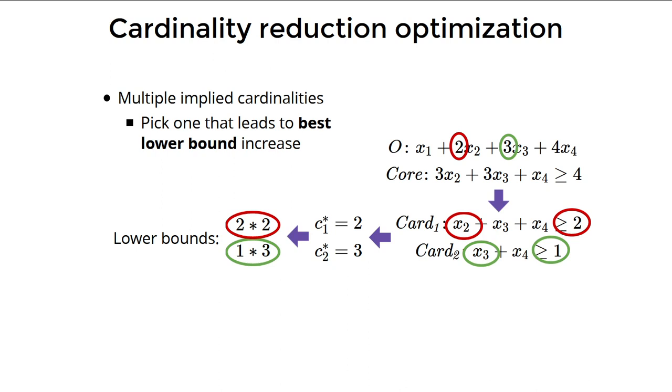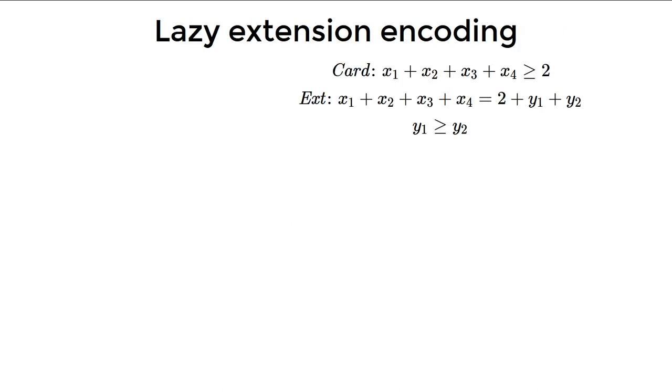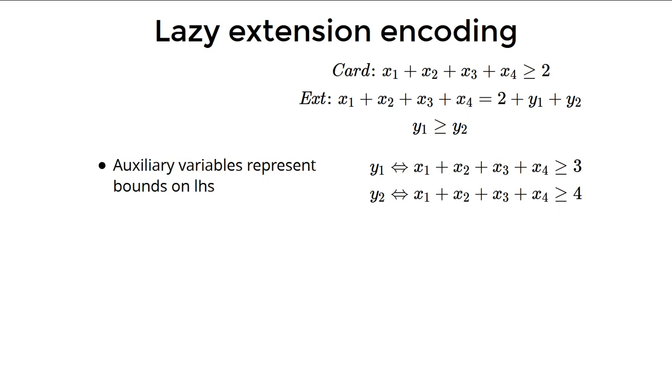The second optimization involves the way the extension constraint is encoded. Note that each auxiliary variable y represents whether the left-hand side of the extension constraint takes some value. In our example, y1 is true if and only if the left-hand side is at least 3, and y2 is true if and only if the left-hand side is at least 4.